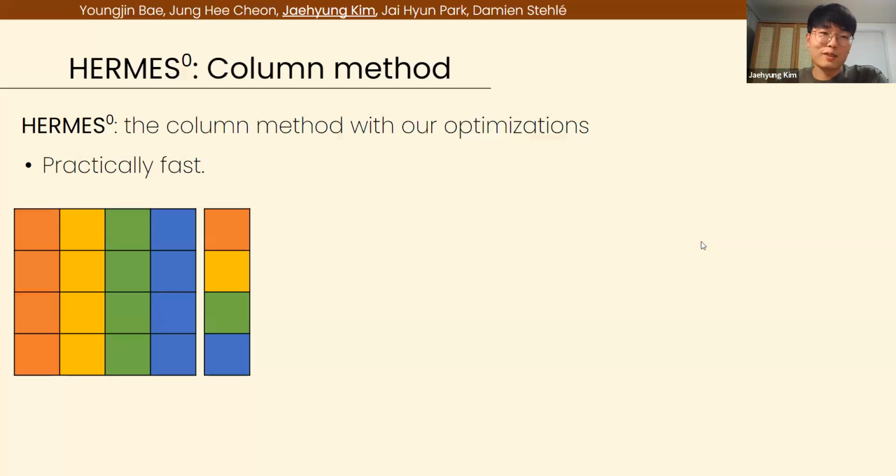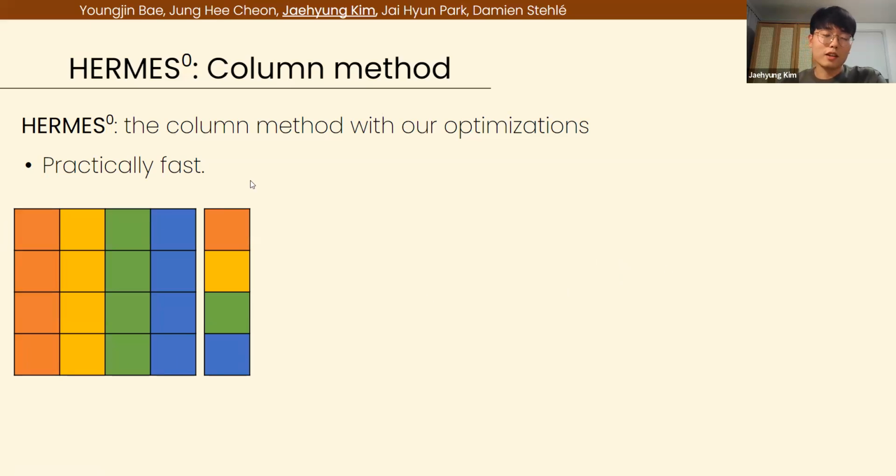At last, I want to talk about our new ring packing method, HEaaN. HEaaN 0 is basically just the column method with our optimizations. As I mentioned, it's already practically fast, but actually it has some problems. So I want to describe the problems while explaining this method in detail.